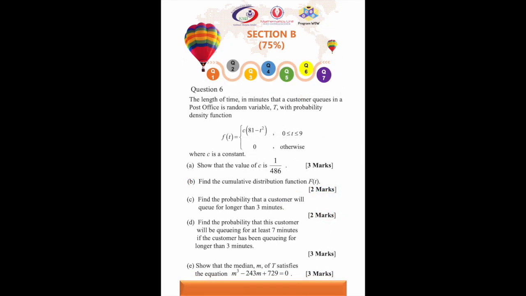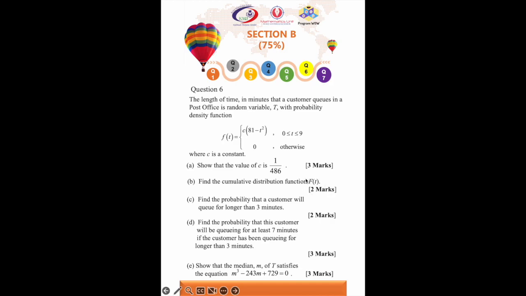For this question, it's on random variables too, but this time around it's a continuous random variable because your little f, your lowercase f, is now in interval form. And then we need to show that the value of c, this constant, is 1 over 486, and we need to find the cumulative distribution function.